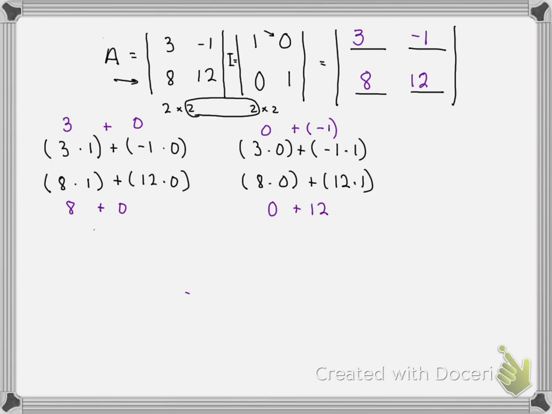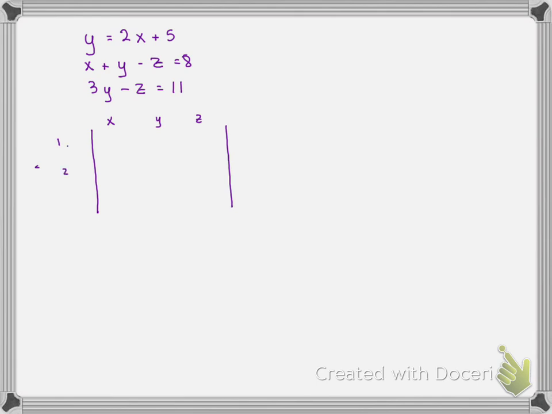Okay? Now we can, and eventually we will, go from writing a system of equations into a matrix equation. Okay? And then that's where we're going to stop today. But our equations are, from example 5, y equals 2x plus 5, x plus y minus z equals 8, and then 3y minus z equals 11, okay? So in our matrix, okay, we're going to do x, y, and z along the top, and then equations 1, 2, and 3 along the rows.